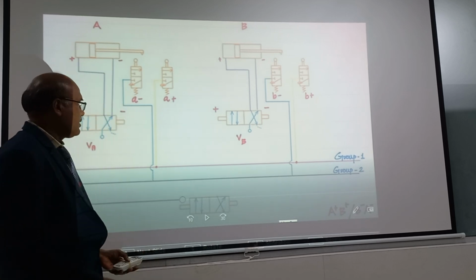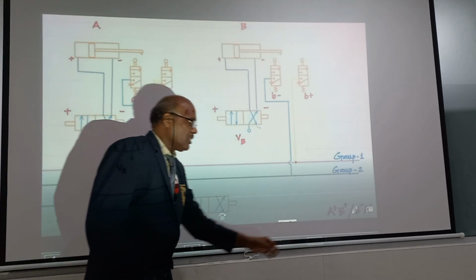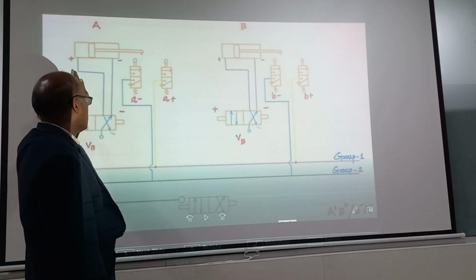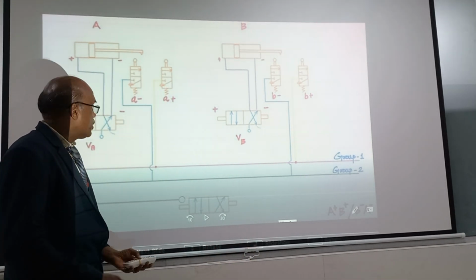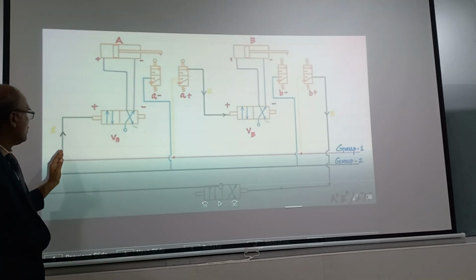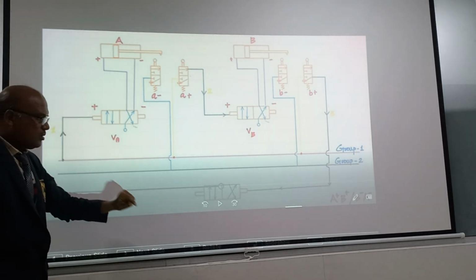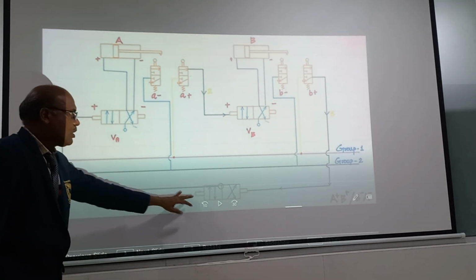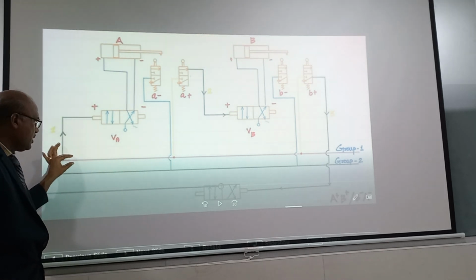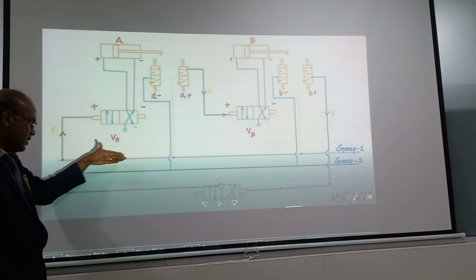Now we will see how to connect. Initially I want to make A plus. Even when you are switching on the machine itself, my A has to extend. That is my objective. So you give a connection like this. You can see this black line. Now once the cascade valve is operated, the group 1 pressure line gets energized. That is, low pressure pneumatic air will be filled here.